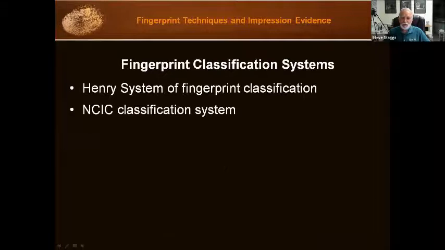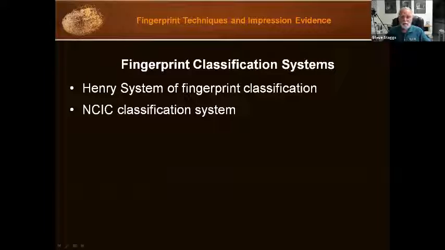So how do we use these in classifications? Well, as I said earlier, there are two systems of classification that we're going to talk about: the Henry system of fingerprint classification and the NCIC classification. So why do we have classifications? Well, just as certain features such as hair color, height, and weight are used to generally describe an individual, a fingerprint classification is the description of an individual's fingerprints.